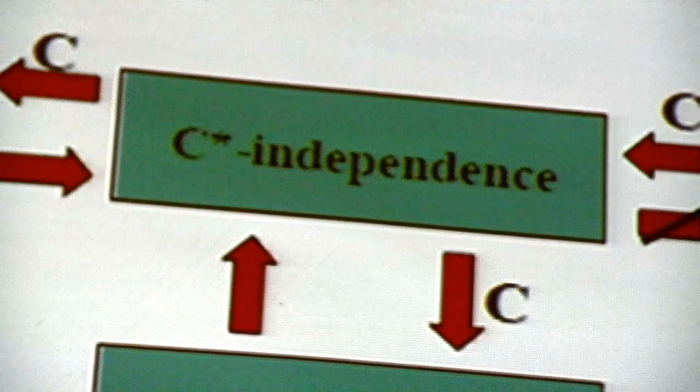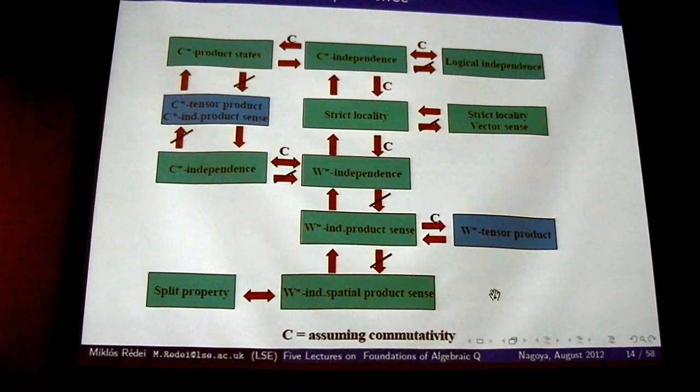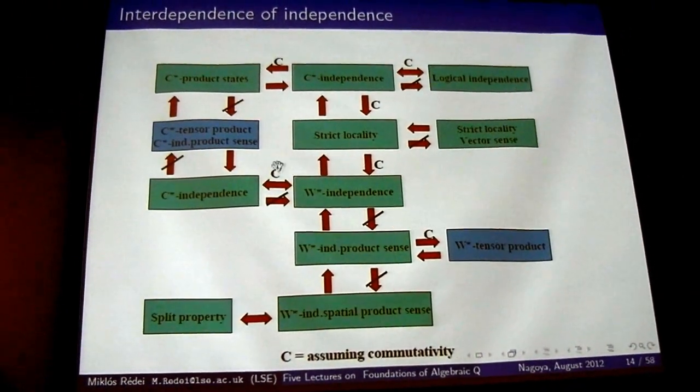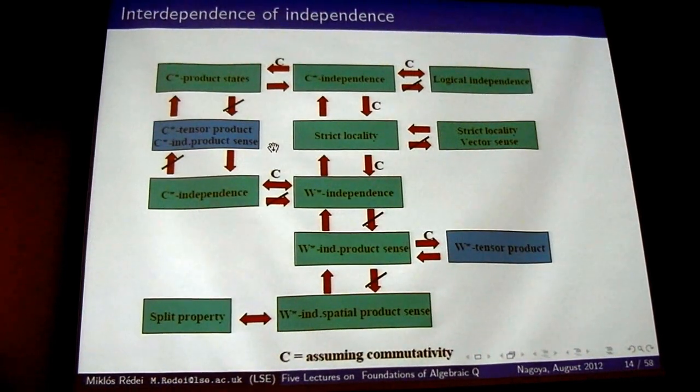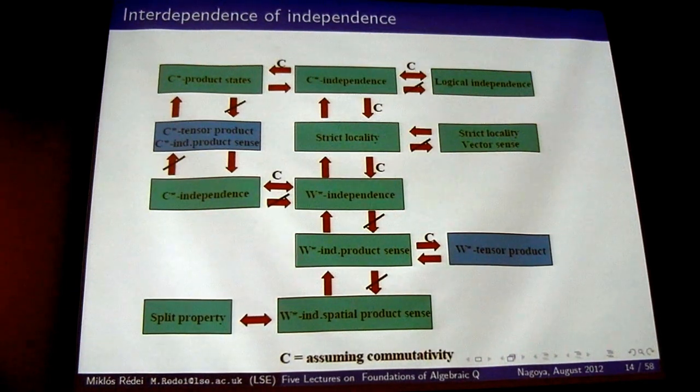The arrows mean entailment. Crossed arrows mean it's known that it is not entailed. Okay? C indicates that the commutativity of the subalgebras is assumed. If you remember, all of the definitions concerned two sub-operator algebras of a larger operator algebra, and I didn't assume that they are commuting. Now, you can assume it, and then that's an extra condition, and in some cases under these extra conditions, you can know something about the relation of the independence conditions on such systems. So here are some of the propositions.